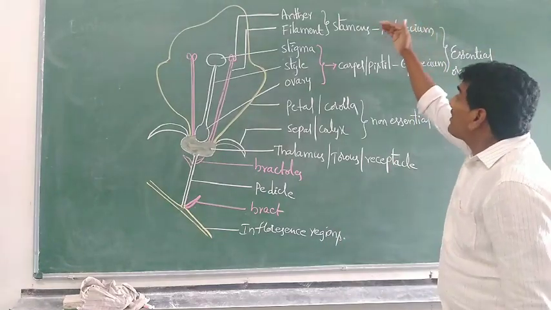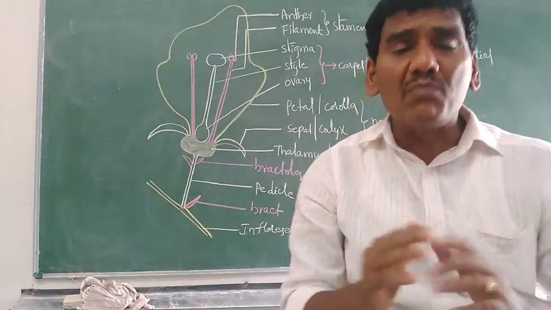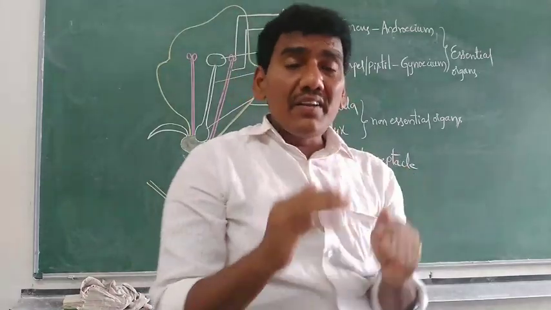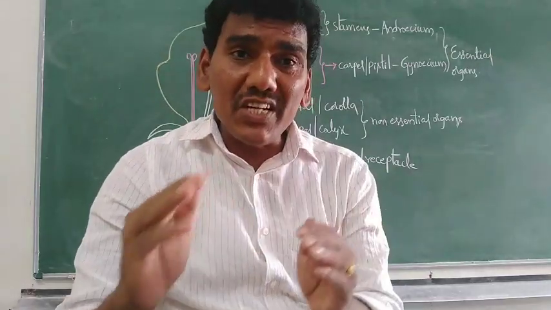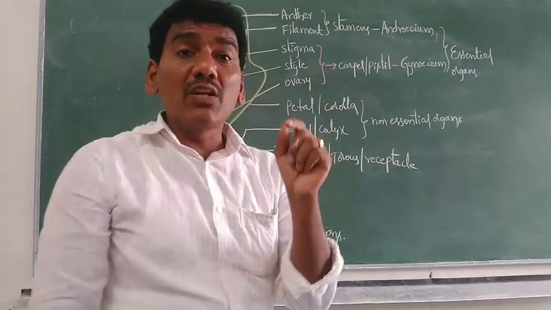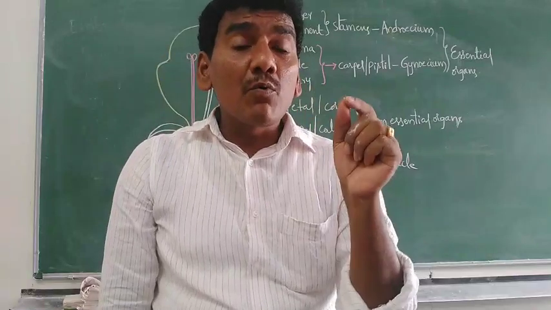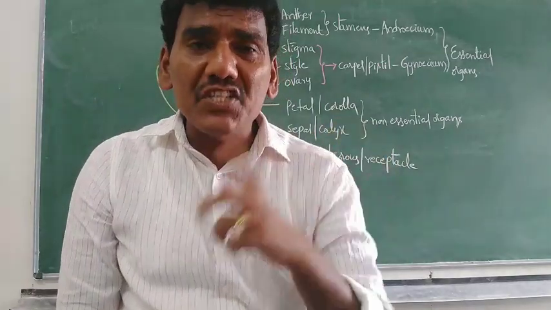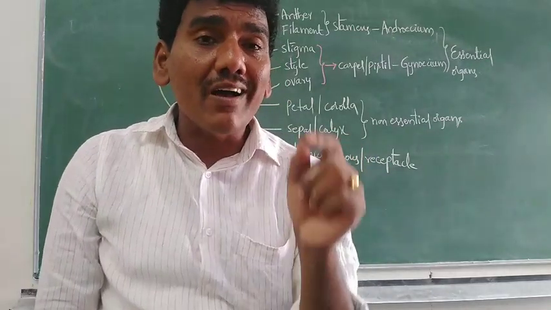Here, androecium and gynoecium combine together and act as the essential organs. Androecium and gynoecium are directly involved in pollination and fertilization, but calyx and corolla are not. Which parts of the flower are indirectly involved in pollination and fertilization? Calyx and corolla. The calyx and corolla are called non-essential organs.